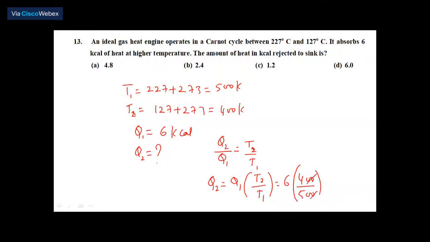Now it is 24 divided by 5. How much? 4.8. Option A is correct. 4.8 kilocalories. So the 13th one, option A. We'll move to the next one.